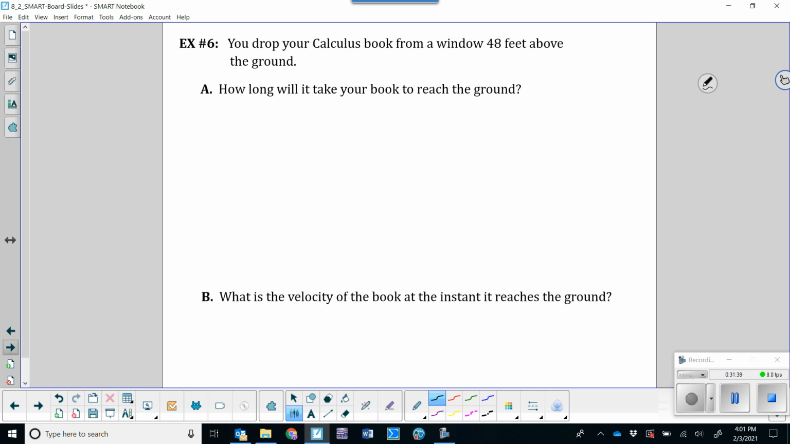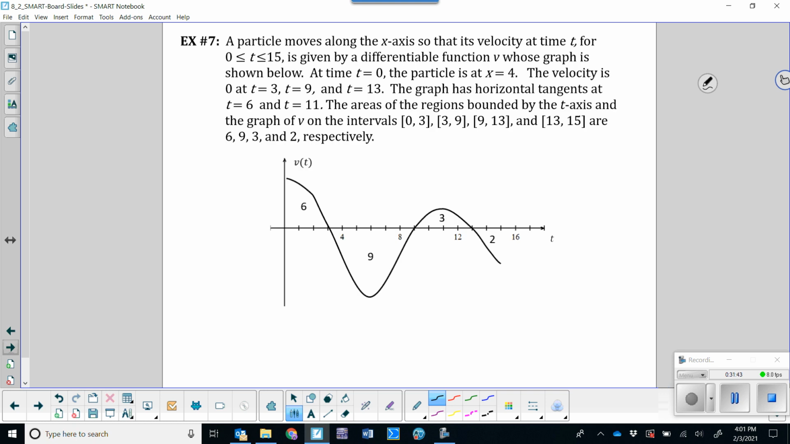So let's go ahead and we're going to skip example 6, and we're going to look at example 7. So here we have a particle moving on this graph. This is the graph of the velocity. So this is not the position of the particle. Particle's just moving along the x-axis. Okay? And don't forget what that looks like.